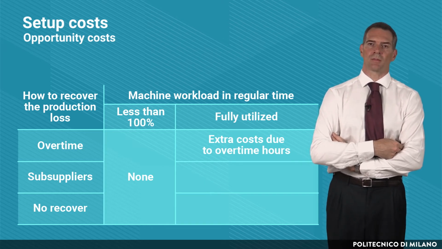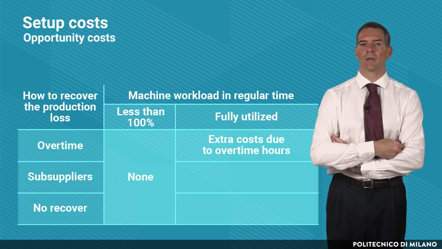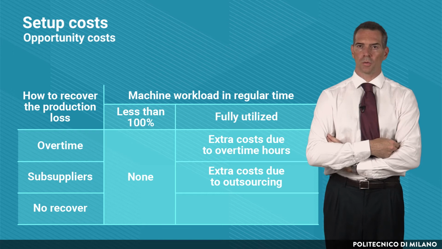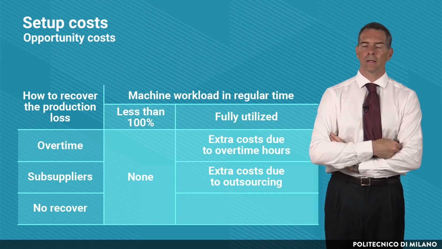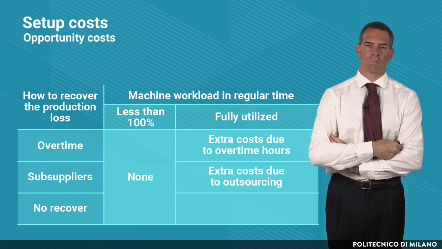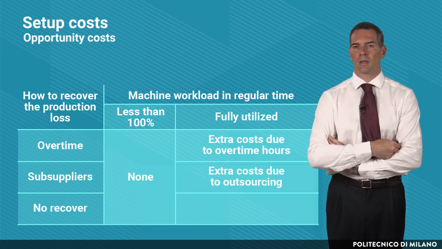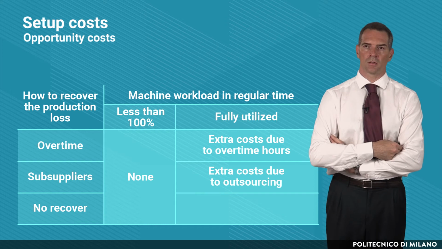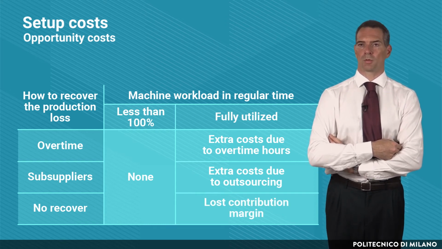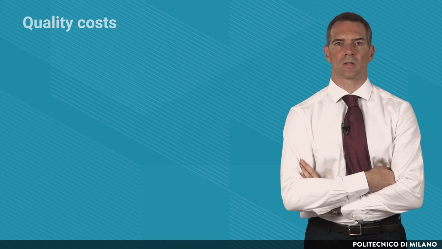or I can resort to sub-suppliers, and in this case, the setup opportunity cost is represented by the extra costs due to outsourcing, or there could be no way of recovering such production volume loss. In this last case, the opportunity cost is represented by the lost contribution margin of the quantity that could not be produced. Another example of classification by decision is represented by the quality cost.